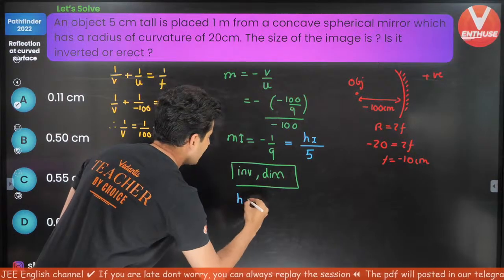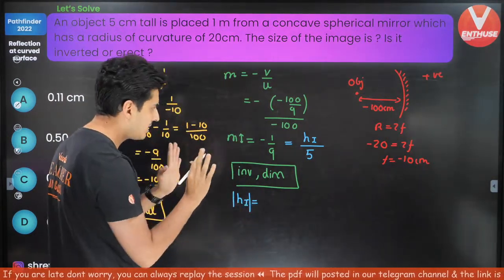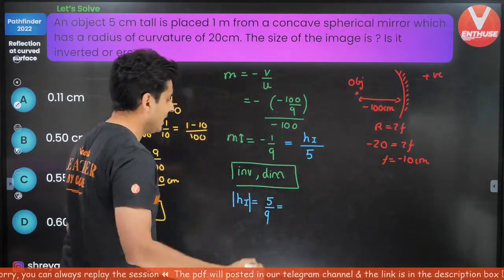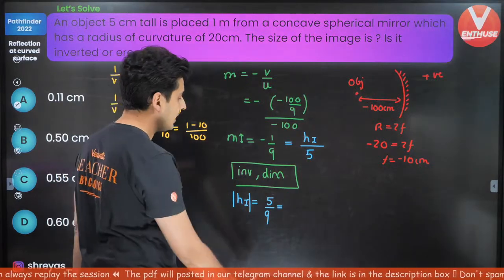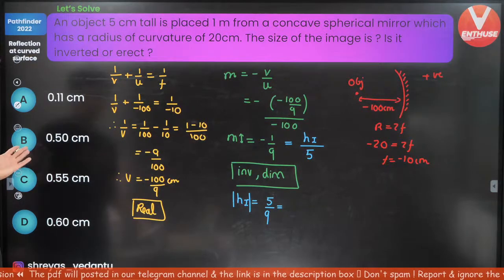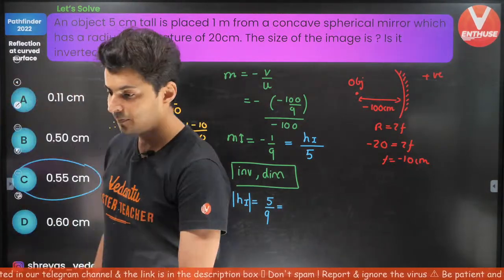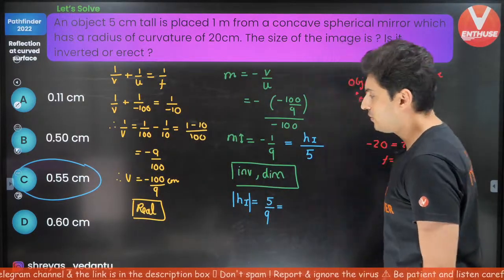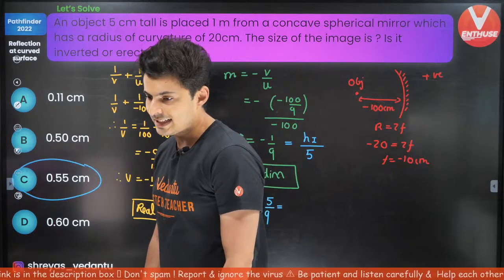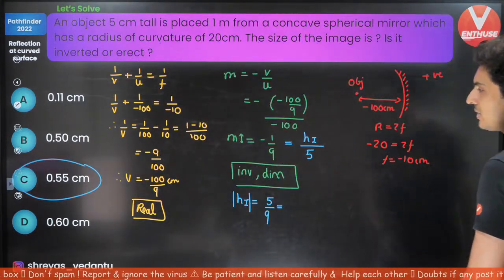So from this, the image height, magnitude wise, I'm not interested in the direction, will be just 5 by 9. You can do the math. 9 5s are 45. So what are you going to get? Are you going to get 0.55 centimeters? Come on. 9 5s are 45, so 0.555. That's what you're going to get. Very good. Excellent. So that's the answer.